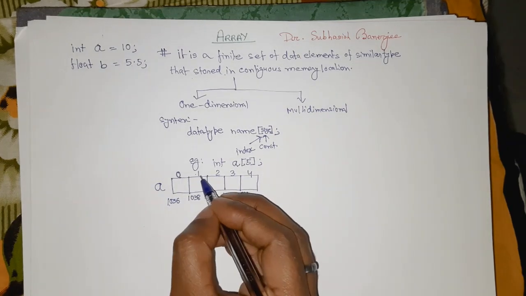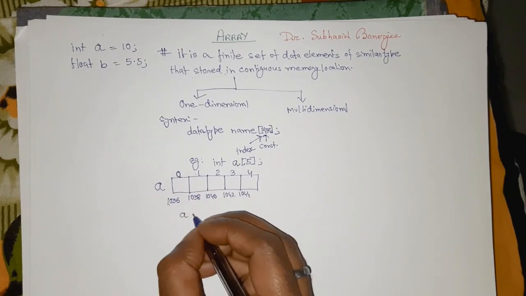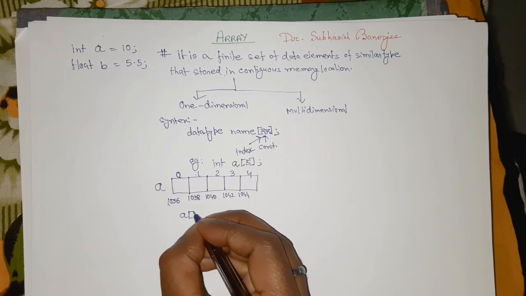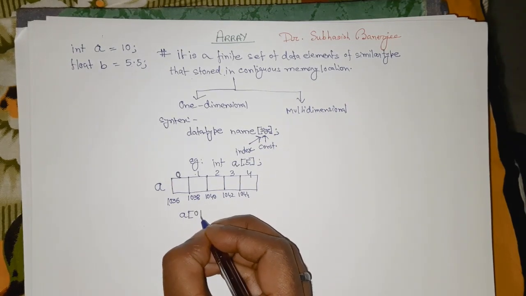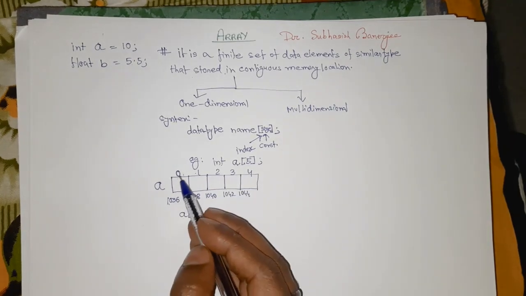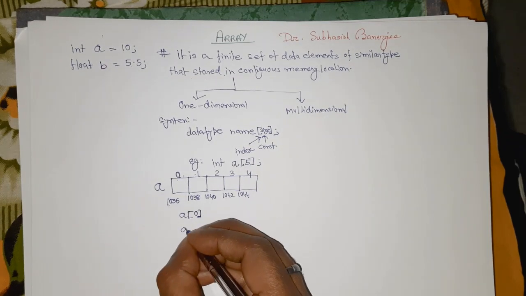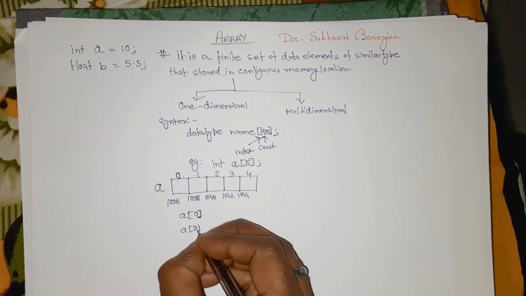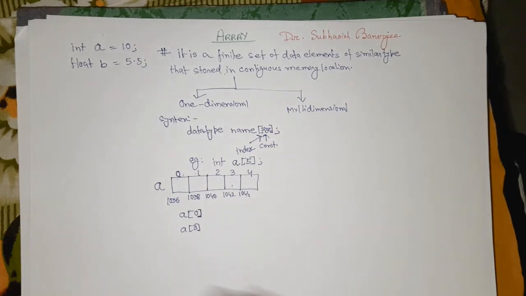And this 0 is basically called the index. So if we want to retrieve, suppose, the first element, we can easily specify the name of the array, which is A, and I want to extract the value at the 0th index, or the first value, so we'll specify A[0]. Similarly, if we specify A[3], it means we are talking about this element. Okay?